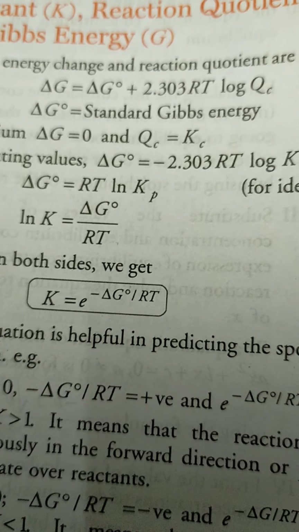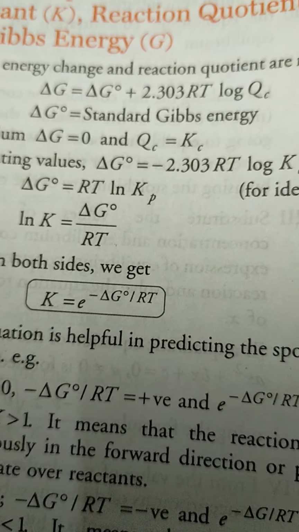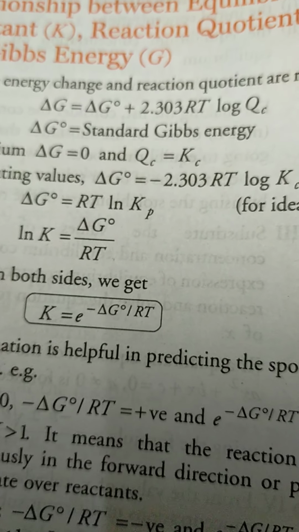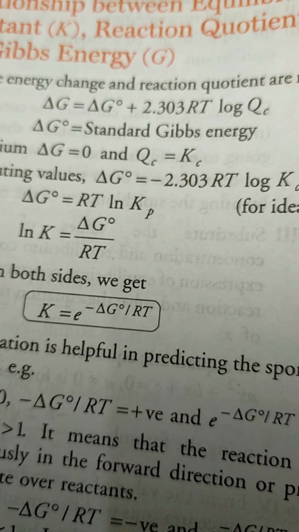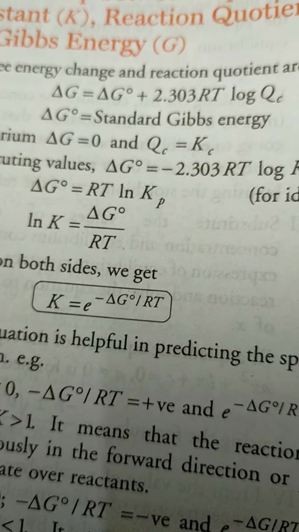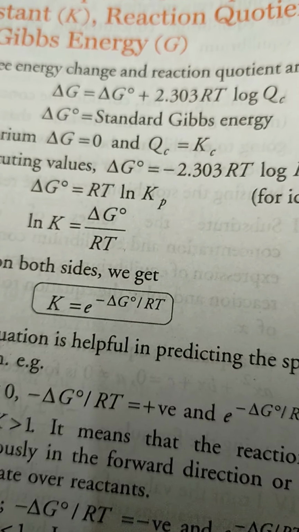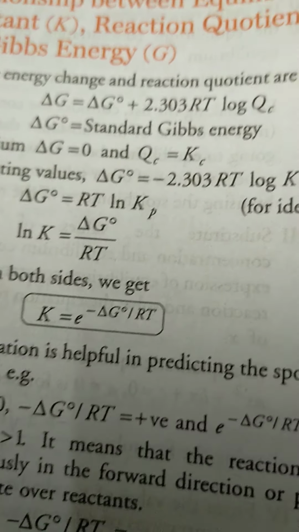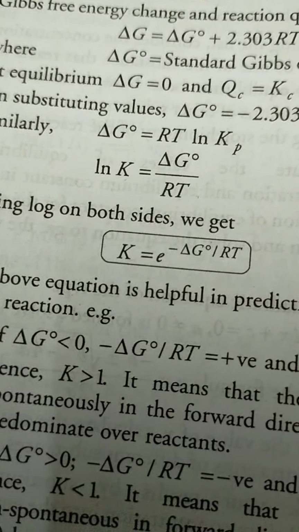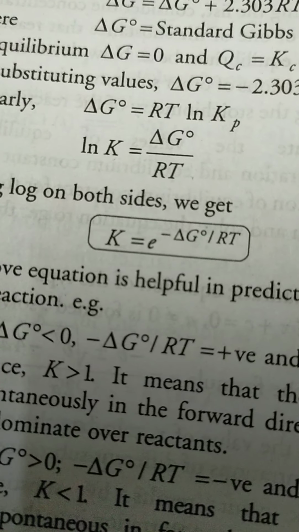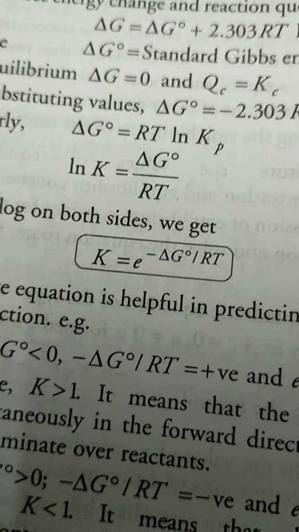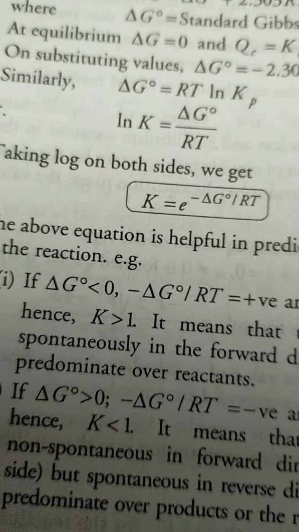So for an ideal gas, delta G naught is equal to minus 2.303 RT log Kp. So log K is equal to minus delta G naught divided by 2.303 RT. Taking antilog on both sides, we get K is equal to e to the power minus delta G naught divided by RT.